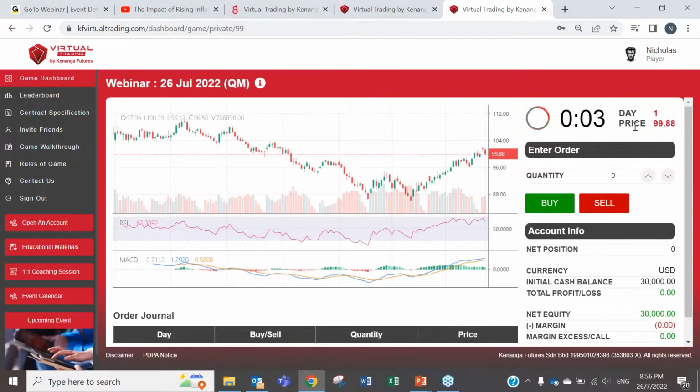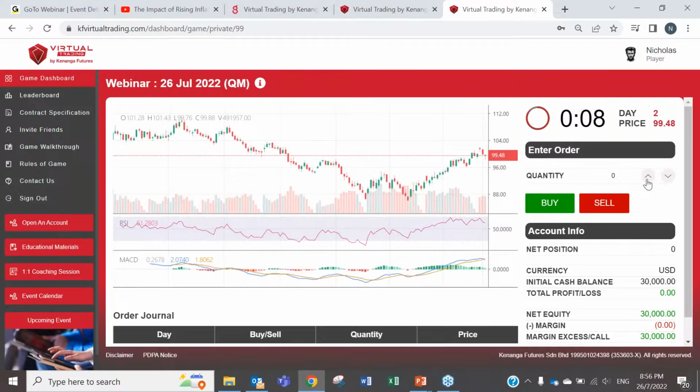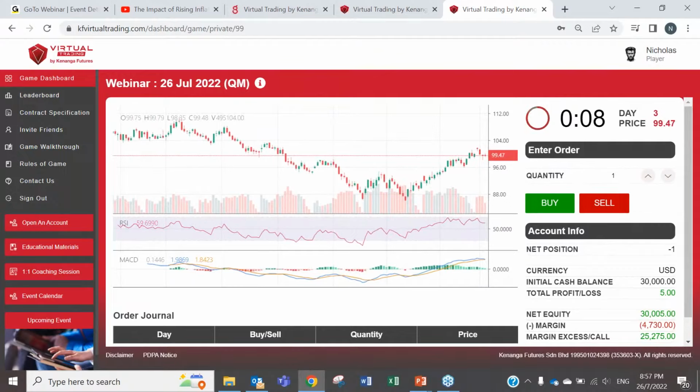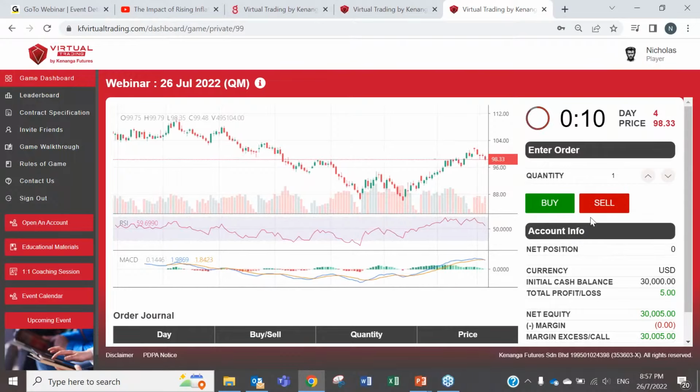So let's say, for example, this day I would like to short one contract, as I sell. On day 2, I sold one at this price. On day 3, I make a profit of 5. Or let's say I decide to close my position, I just hit buy. And that's it. You can buy or sell as many times as you want every day.